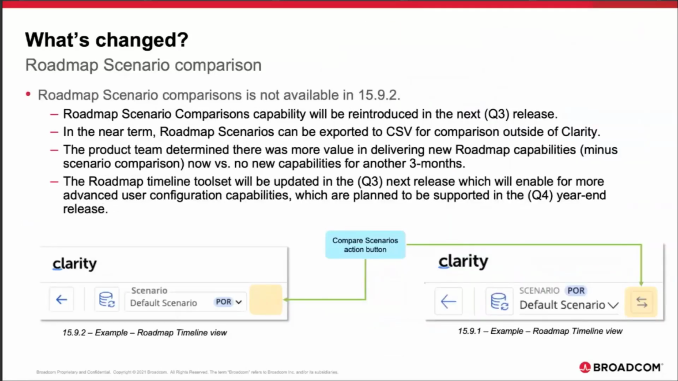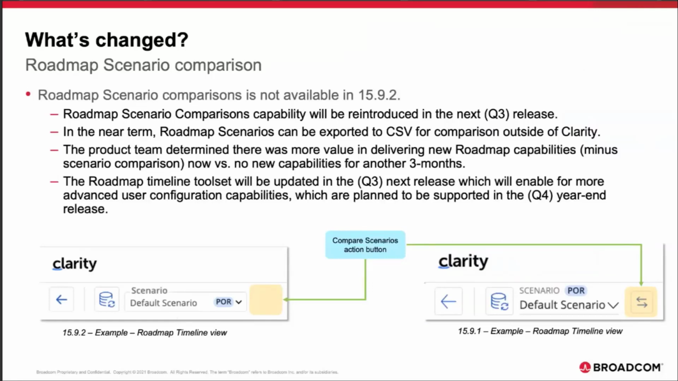Roadmap scenario comparisons is not available in 15.9.2. Roadmap scenario comparisons will be reintroduced in the next release, which is the Q3 release. It's a top priority for that next release. In the near term, roadmap scenarios can be exported to CSV. We've got the new export to CSV capability on the grid, so it can be exported for comparison outside of Clarity.